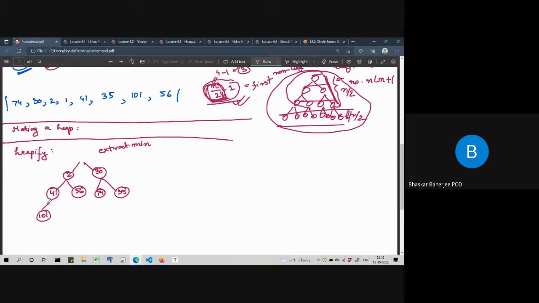So now I say my last element is 101 in this heap. If 101 wouldn't have been here, I would have taken 35 as my last element, right? So the last element is 101 over here. So what I would do is replace this 101 and put it over here. Okay, you would replace 101 and put it over here.